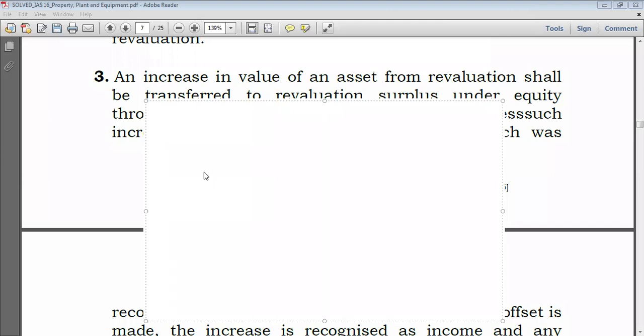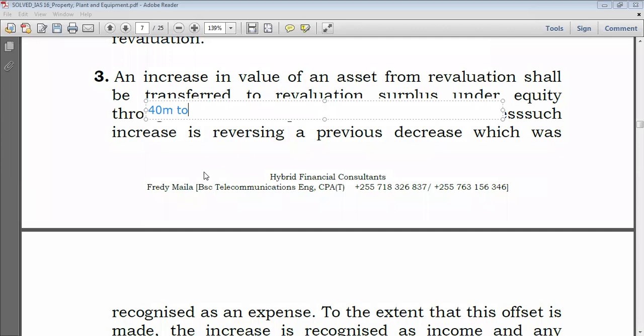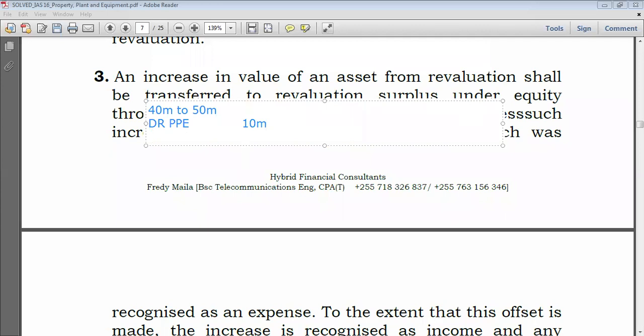Let's say you had your asset at 40 million, and now you have revalued it. It has gone to 50 million. My asset has gone up by 10 million, so I have to increase my asset. Asset has a debit nature, so I'll debit my PPE by 10 million. Very clear. And then, since it is a revaluation gain, I would have to credit the gain. That gain is taken to, if you speak of the statement of financial position, revaluation surplus.